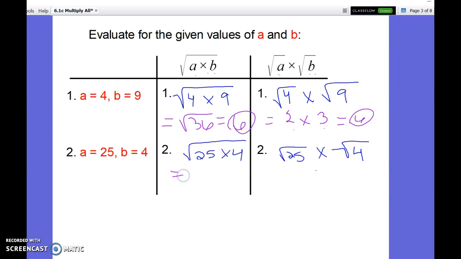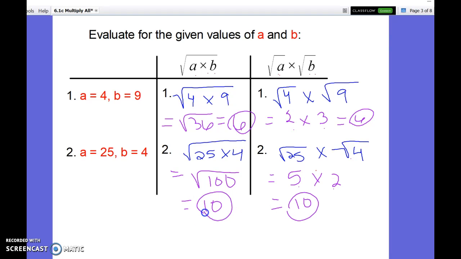Let's try another one. The square root of 25 times 4 is the square root of 100, which is just 10. The square root of 25 is 5 times the square root of 4 is 2. Well, 5 times 2 equals 10. So again, we get the same answer. All this is saying is if you have both your numbers underneath the radical, multiplying them together is the same as having two separate radicals and multiplying them. So basically, if we have two separate radicals, we could combine them to make one radical. And we'll be doing that a lot when we're multiplying.